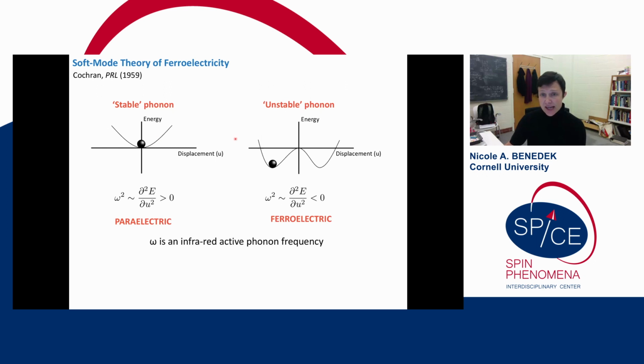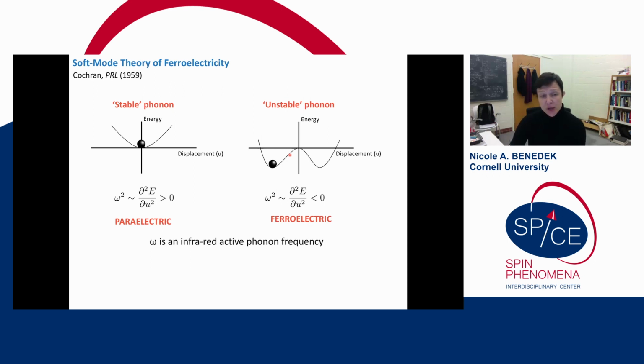If, on the other hand, the underlying potential at T equals 0 looks like this, so if I put my material into the structure that corresponds to this saddle point, this is the high symmetry paraphase, and calculate the curvature around this point, I'll find that the frequency squared is negative, indicating that the material is unstable towards that particular structural distortion. Okay, so this is what's known as the soft mode theory, or the soft mode mechanism of ferroelectricity.